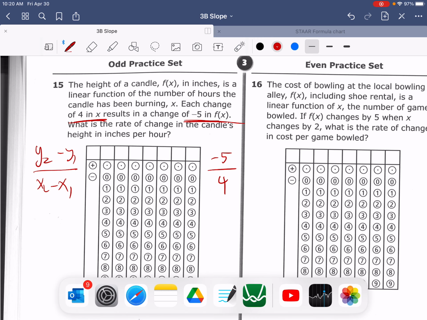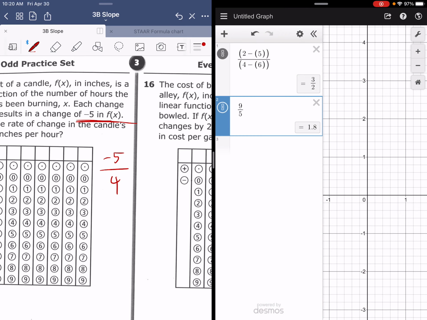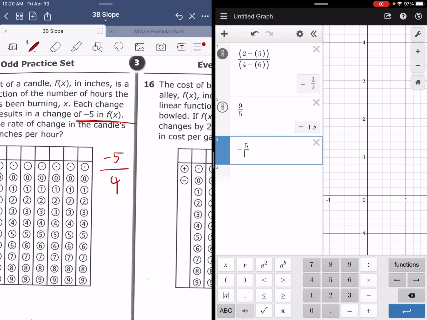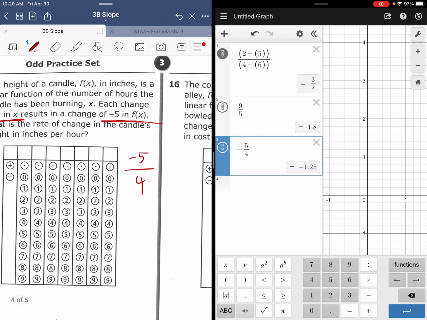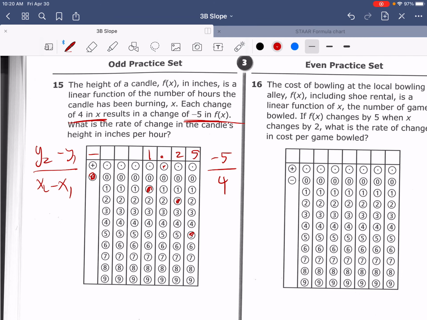You cannot put a fraction in here. So what you can do is take negative 5 over 4 and change it to a decimal like that: negative 1.25. You can write it like that, okay? Just write it clearly, otherwise it's not going to work, as you know.